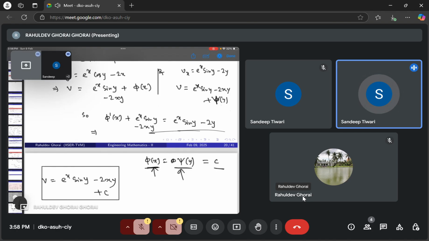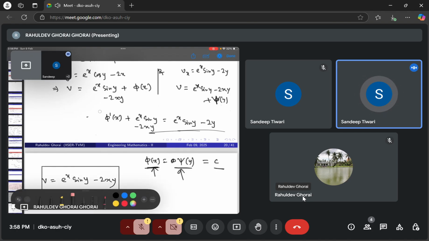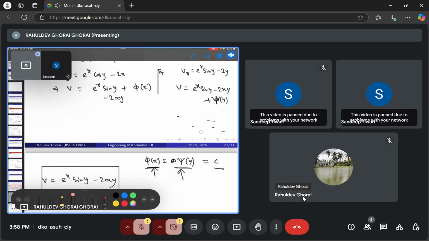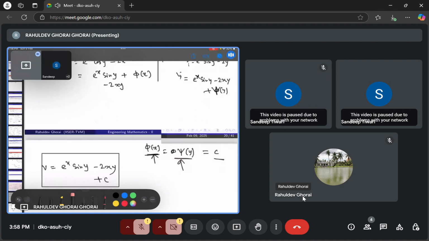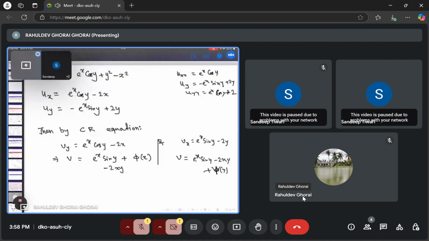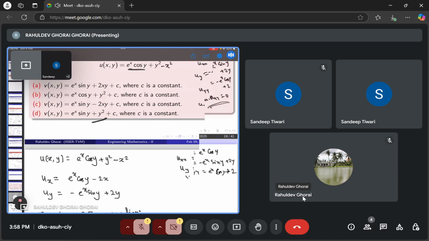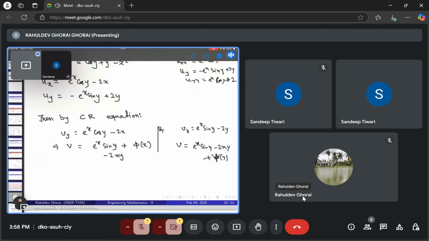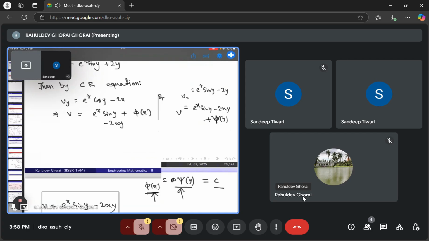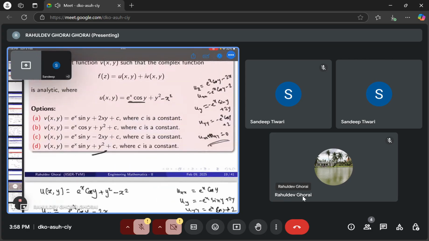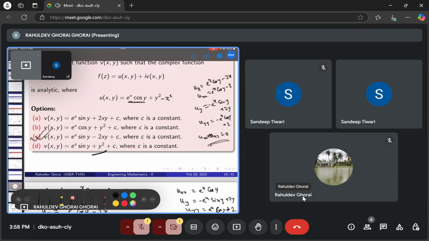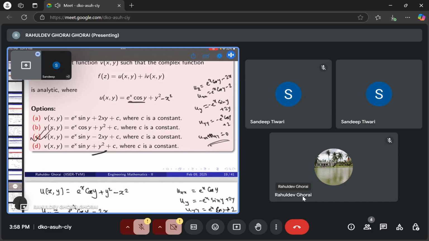Sir, harmonic functions need not be analytic, sir. You are right, sir. Yeah, that is right. But in this case, we can do this. See, we can do it like this. You understand what I am trying to write here? And then your answer will be, I think one of the options is also correct: e to the power x sin y minus 2xy plus c. Yes, sir. Option C will be correct. It is e to the power x sin y minus 2xy plus c.